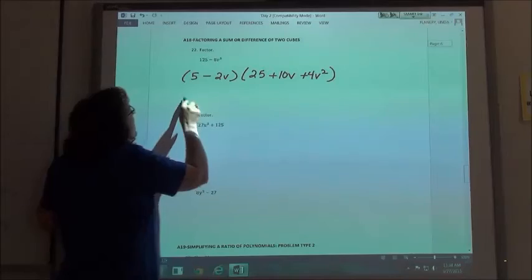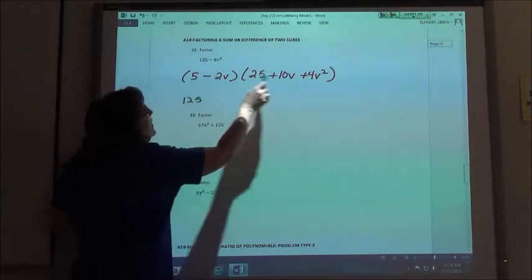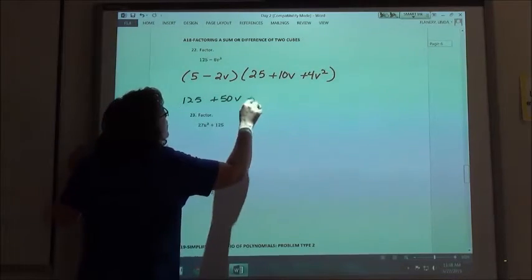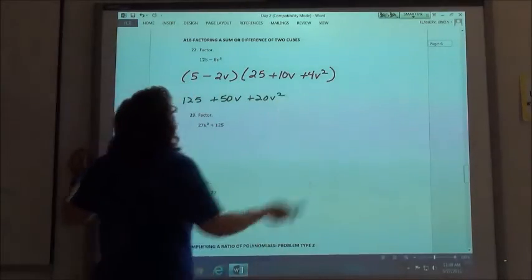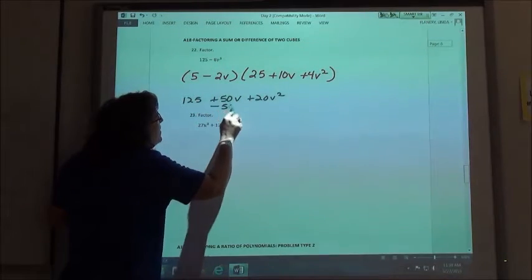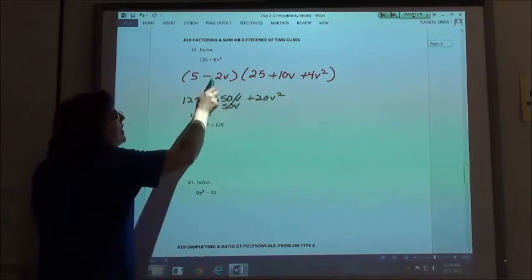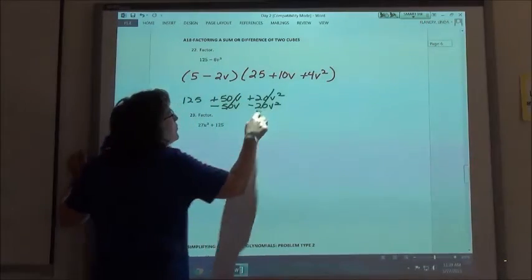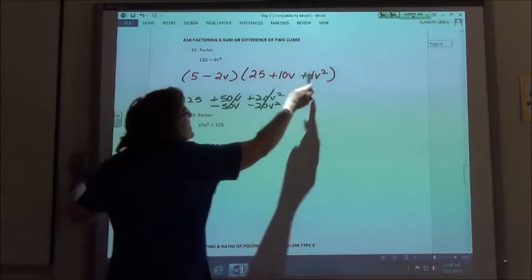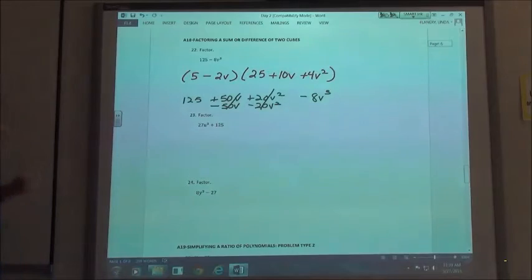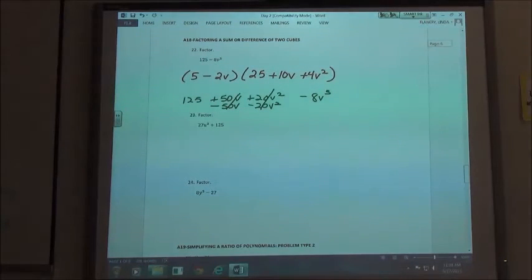5 times 25 is 125. 5 times 10v is 50v. 5 times 4v squared is 20v squared. Negative 2v times 25 is a minus 50v. Those cancel. Negative 2v times 10v is minus 20v squared. Those two cancel. Negative 2v times 4v squared is minus 8v to the third. So you can see when you multiply it out, those middle terms end up canceling each other out.